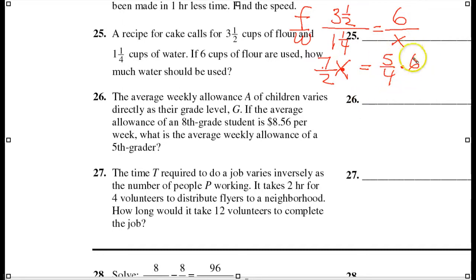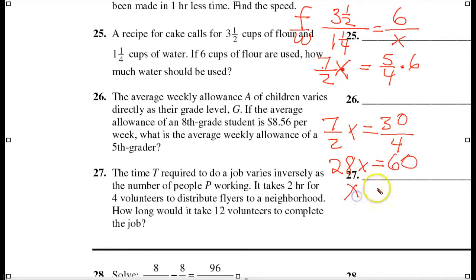So this is what I was thinking of. This is going to be 7/2 x equals 30/4. Now, we can do cross multiplication here. This will be 7x times 4 is 28x equals 60, and x will equal 60 divided by 28.